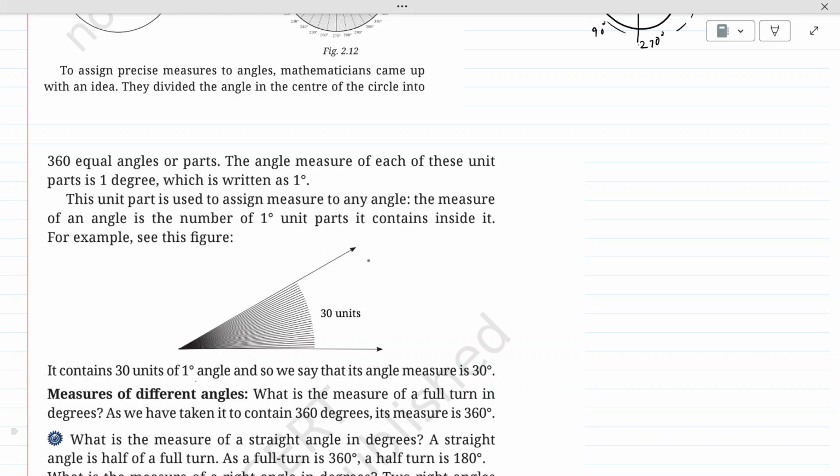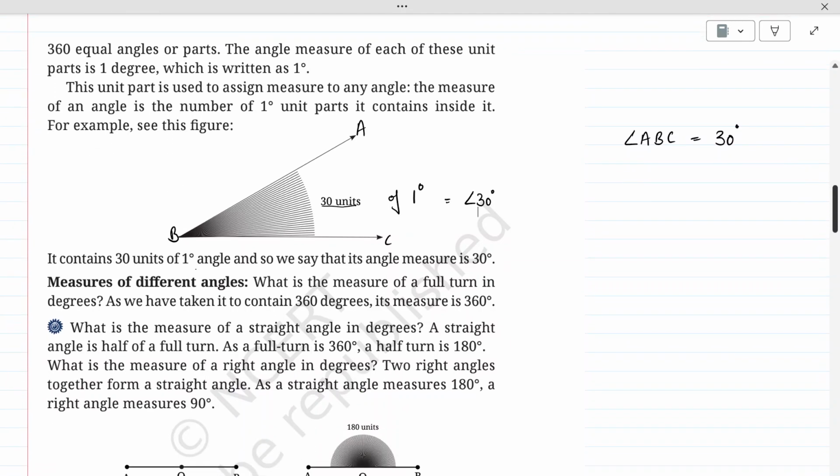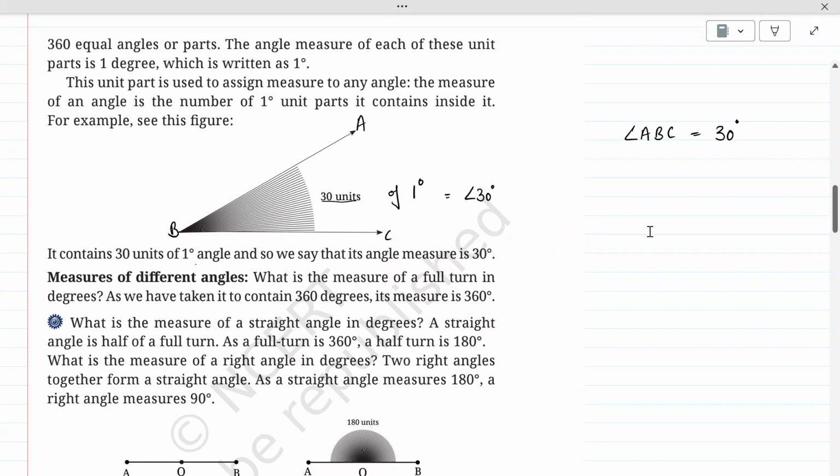This whole angle, let me name it. I'm naming it as A, B and C. This whole angle ABC is a 30-degree angle. That means it has 30 units of 1 degree here, which is making it a 30-degree angle. Okay. So degree is the measure of angle. Degree is the unit in which we measure the angle. Now it is explained how we can measure the different angles.